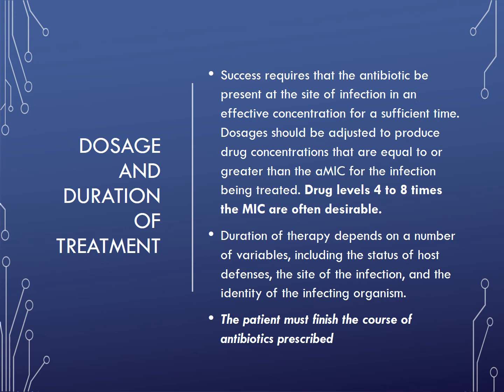Now, when thinking about dosage and duration of treatment, success requires that the antibiotic be present at the site of infection in an effective concentration for a sufficient time. Dosages should be adjusted to produce drug concentrations that are equal to or greater than the MIC for the infection being treated. Drug levels 4 to 8 times the MIC are often desirable. Duration of therapy depends on a number of variables, including the status of the host defenses, the site of infection, and the identity of the infecting organism. It's important that the patient obviously finish the prescribed course of antibiotics, though.